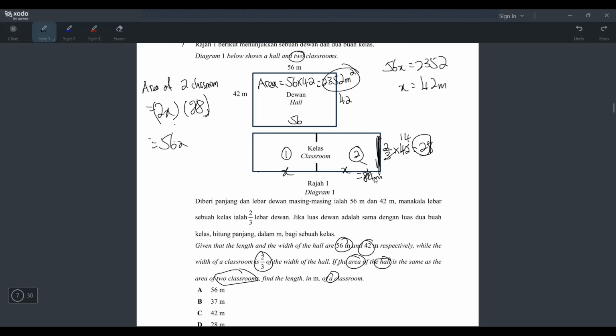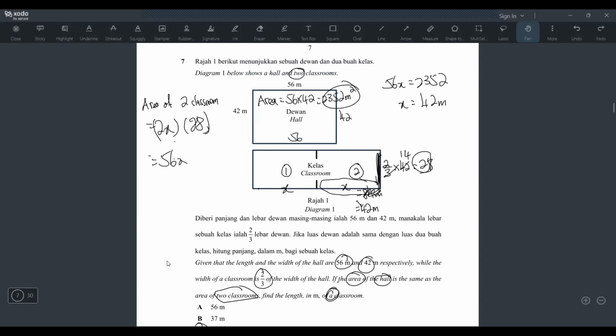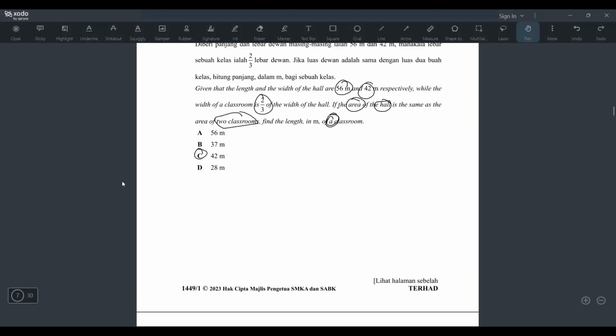Right? So x is 42 meter, right? But what they want now is the length of a classroom. So the answer is 42 meter lah. The answer is C. Okay. The 42 meter is like this only, for 1 classroom punya length. And that's what they want, right? 1 classroom. So siap already. I don't have to times 2, divide 2, no need already. This is the answer. So number 7 is C lah.